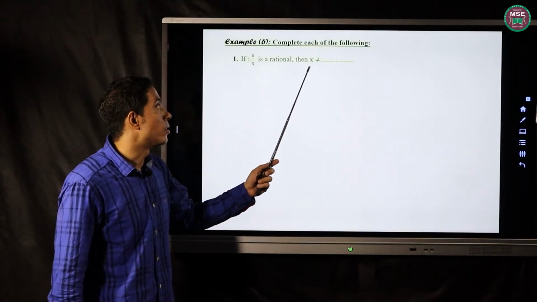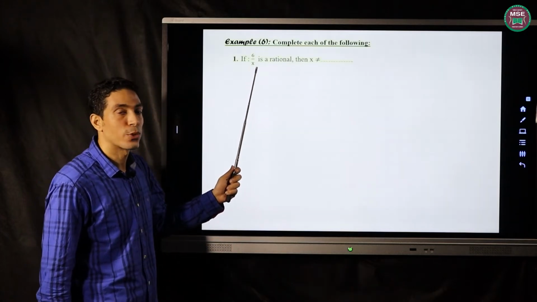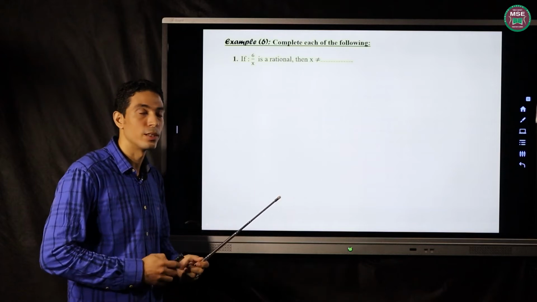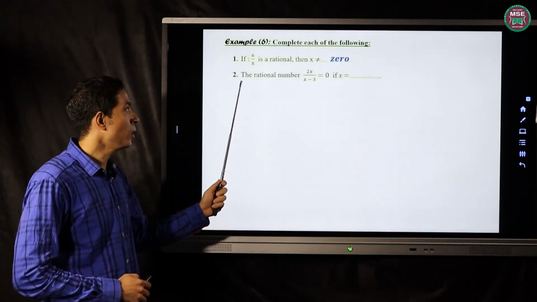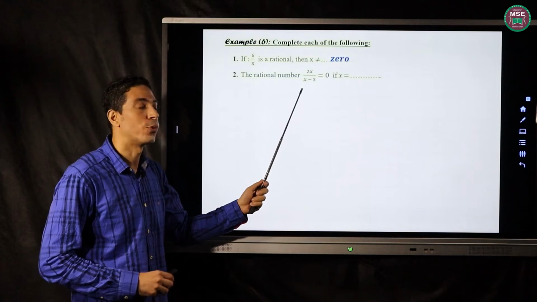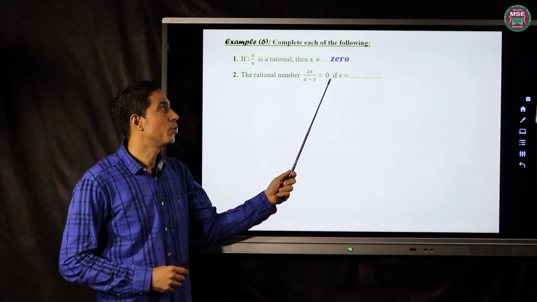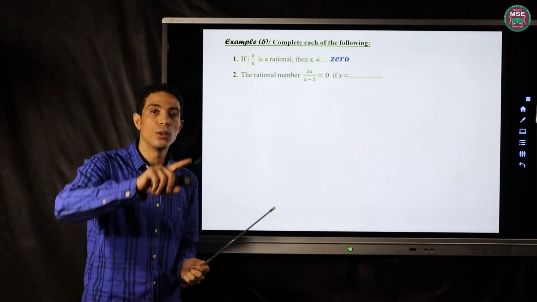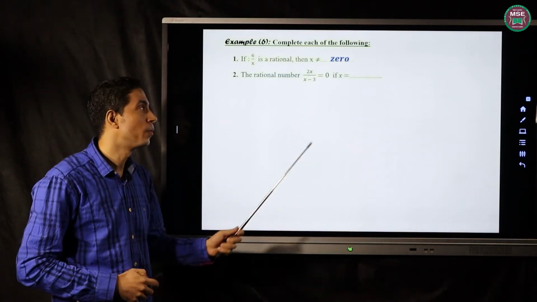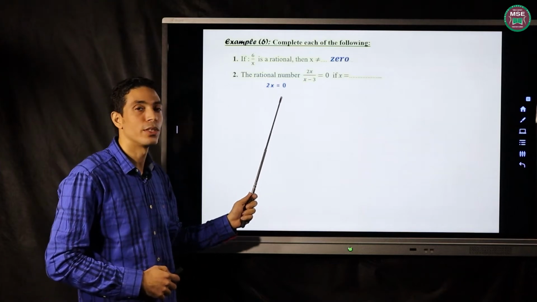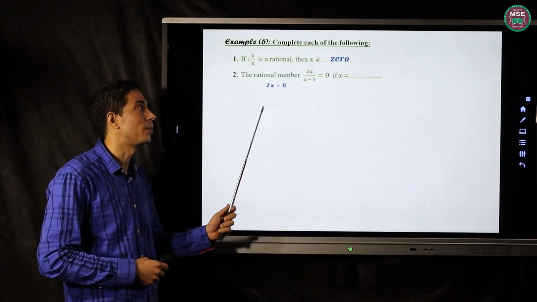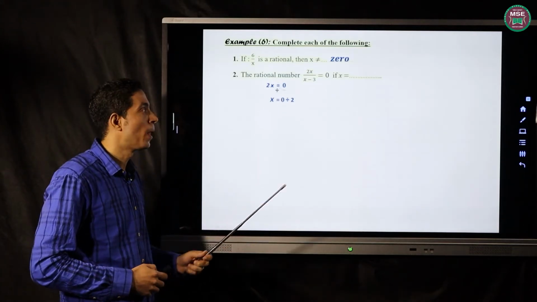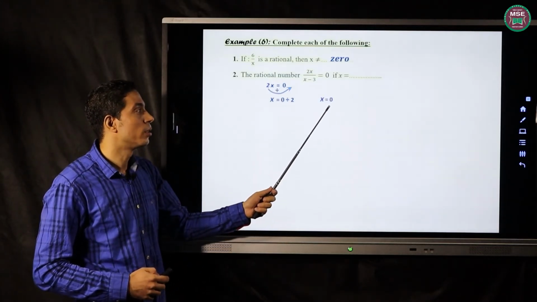Example number 6: complete the following. If 6 over x is a rational number, then x must be not equal to 0. Of course, the denominator must be not equal to 0. Number 2: the rational number 2x over (x minus 3) equals 0 if x equals what? We said if this fraction equals 0, then the numerator must be equal to 0. Then 2x must be equal to 0, and between 2 and x we have a multiplication sign. Then x must be equal to 0 divided by 2, which will equal 0.